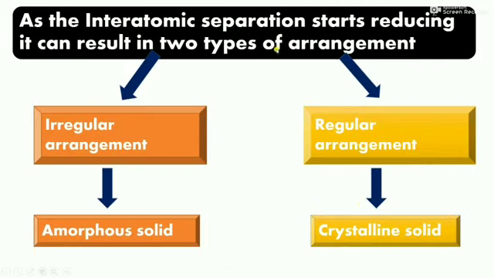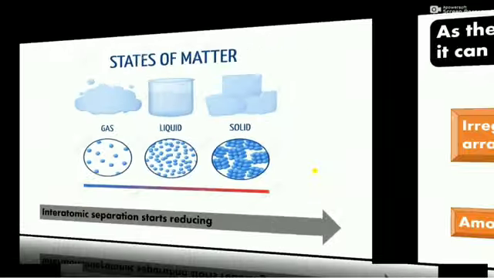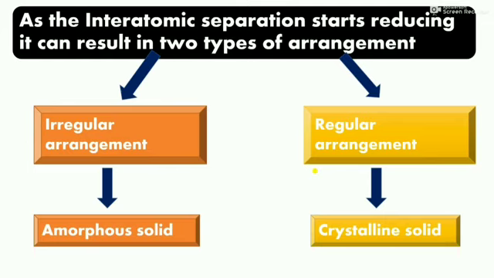As the interatomic separation starts reducing, it can result in two types of arrangement: irregular arrangement, which leads to amorphous solid, and regular arrangement, which leads to crystalline solid. And these are the two major types of solid.